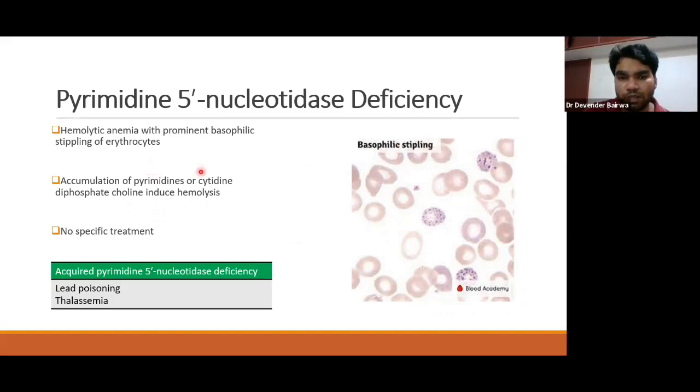This is an inherited condition, and it can also be acquired: pyrimidine 5' nucleotidase deficiency in lead poisoning and thalassemia. So there are three conditions which can basically lead to stippling. One is congenital pyrimidine 5' nucleotidase deficiency. The other conditions are lead poisoning and thalassemia.